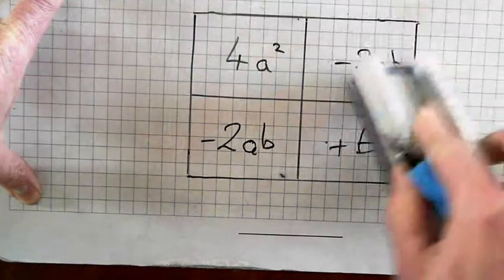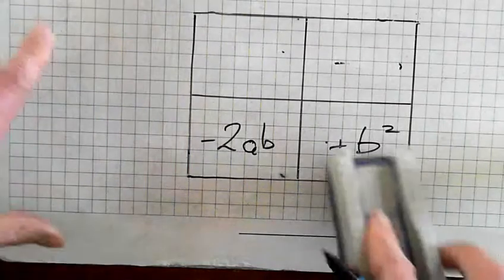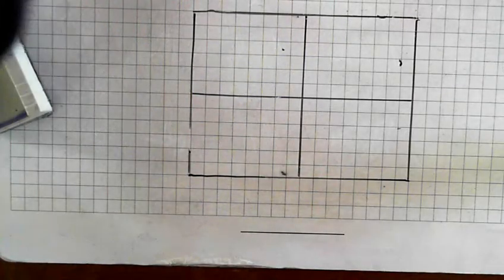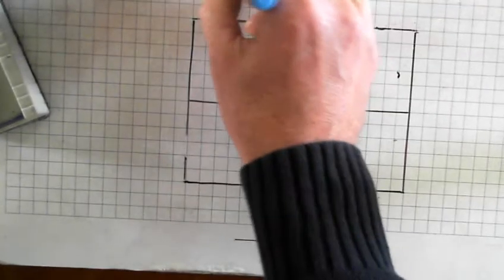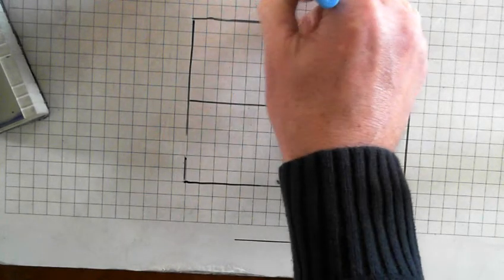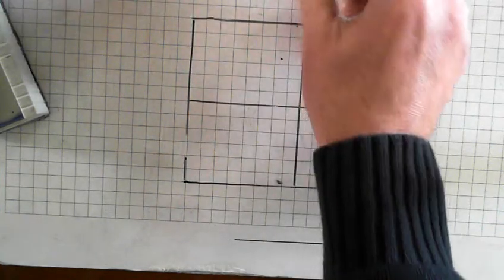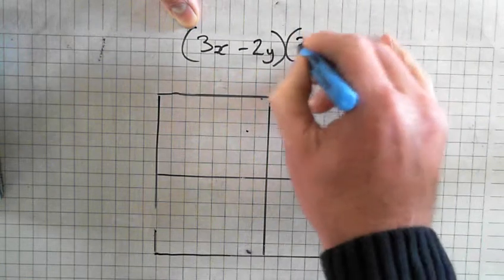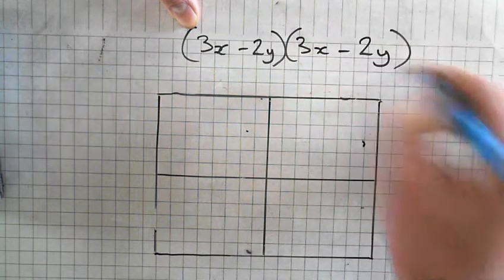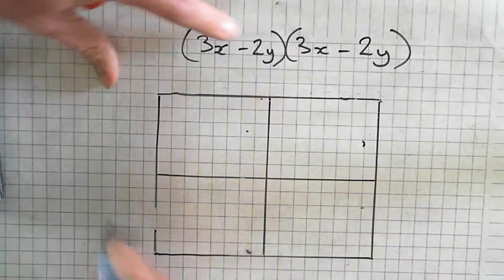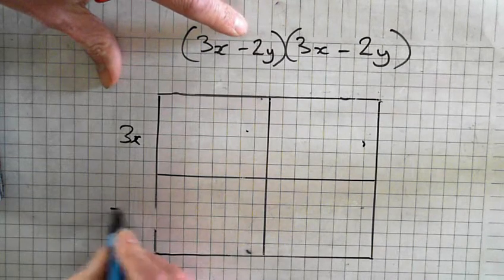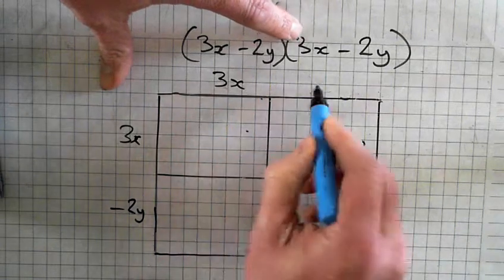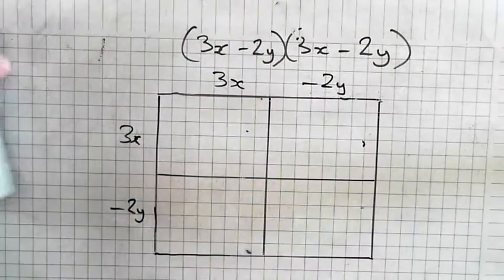Might as well do the last one. 3x minus 2y squared. And that means 3x minus 2y times 3x minus 2y. So write the first one here, 3x minus 2y at the side, and the other 3x minus 2y across the top.